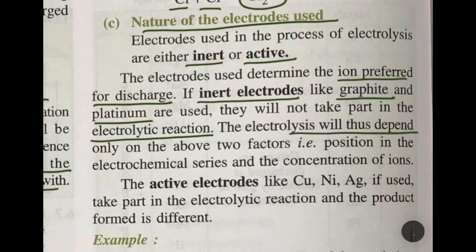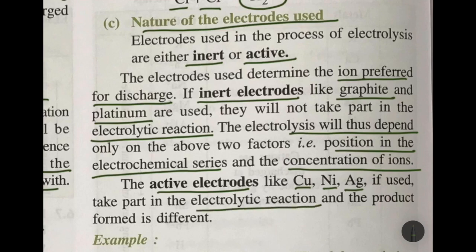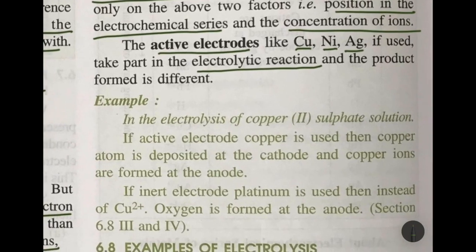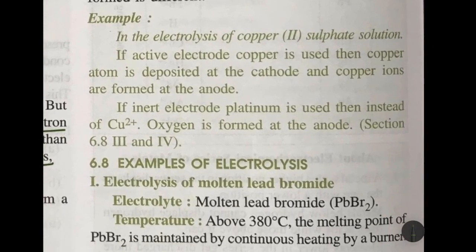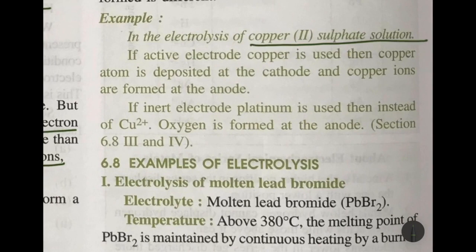So the electrolysis will depend only on the two factors, that is position in the electrochemical series and concentration of ions. But if active electrodes like copper, nickel, silver are used, they take part in the electrolytic reaction and the product formed is completely different. Now, in the electrolysis of copper 2 sulfate solution, if an active electrode, copper, is used, then a copper atom is deposited at the cathode and copper ions are formed at the anode.